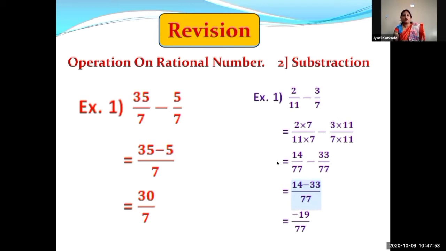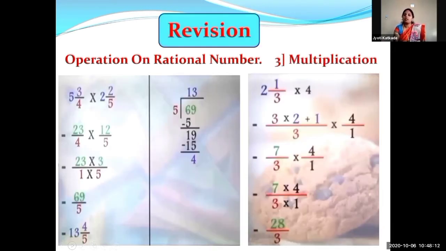Subtract the numerator values, 14 minus 33, we get minus 19 divided by 77. And this is our answer. Now we have studied the third operation of rational numbers, that is multiplication. See on your screen, that is multiplication.